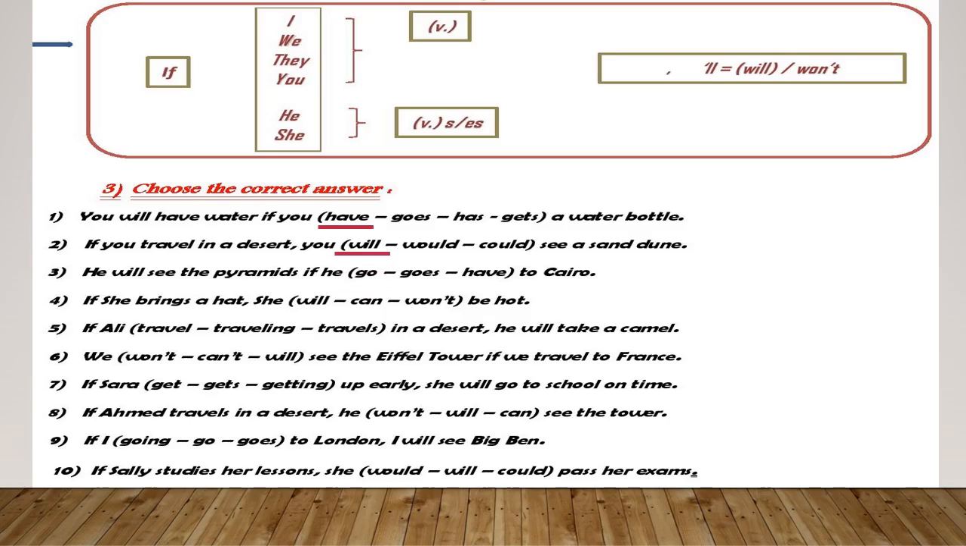Number 3. He will see the pyramids if he goes, if he have to Cairo. He will see the pyramids if he goes, because after he you put a verb ending with s or es. Number 4. If she brings a hat, she will, she can, she won't be hot. If she brings a hat, she won't be hot.